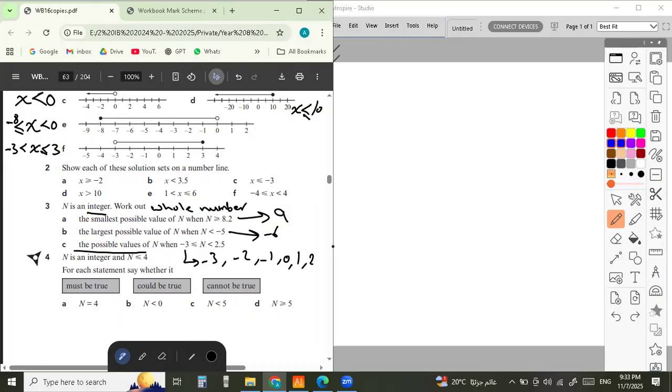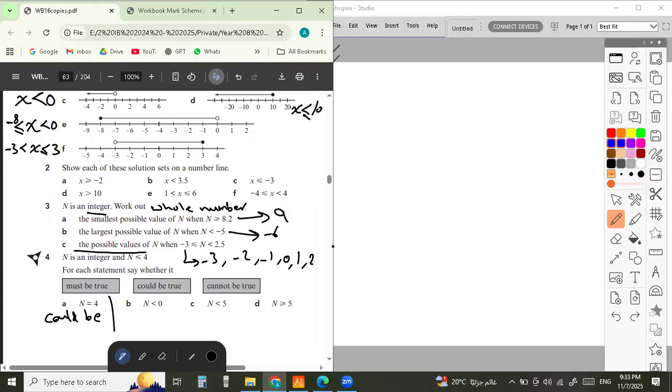So, could be true. N equals 4. Why? Because they said n is less than 4 or equal to it. So 4 is one of the options, yes. Can I say it must be true? No, it could be 3, could be 2, could be 1, could be 0, could be any whole number that is smaller than 4 or equal to it. So n equals 4 could be true, but I cannot say it must be true.